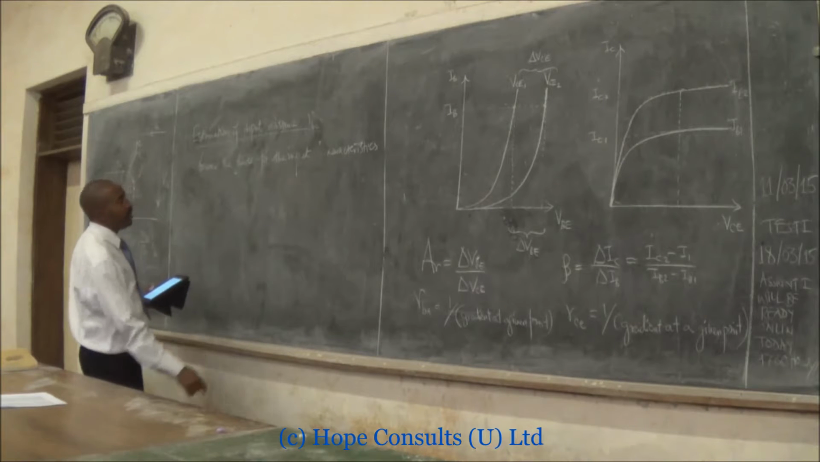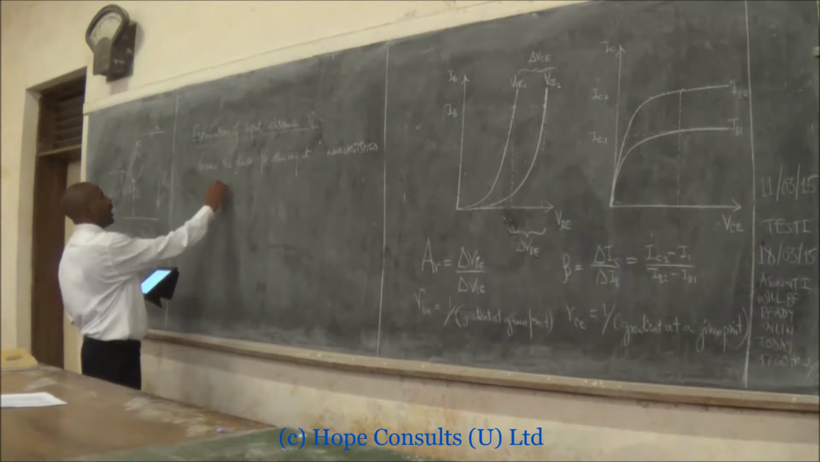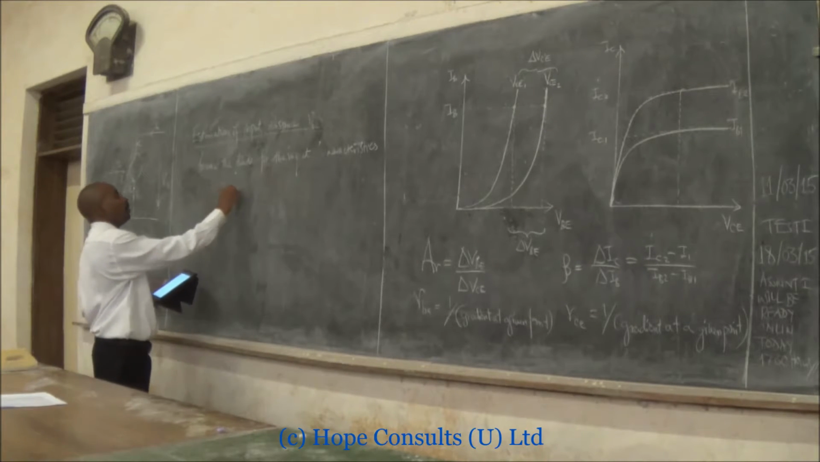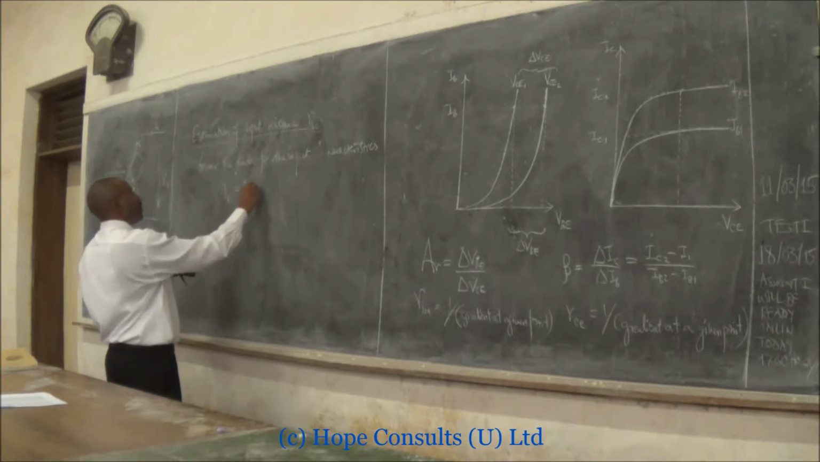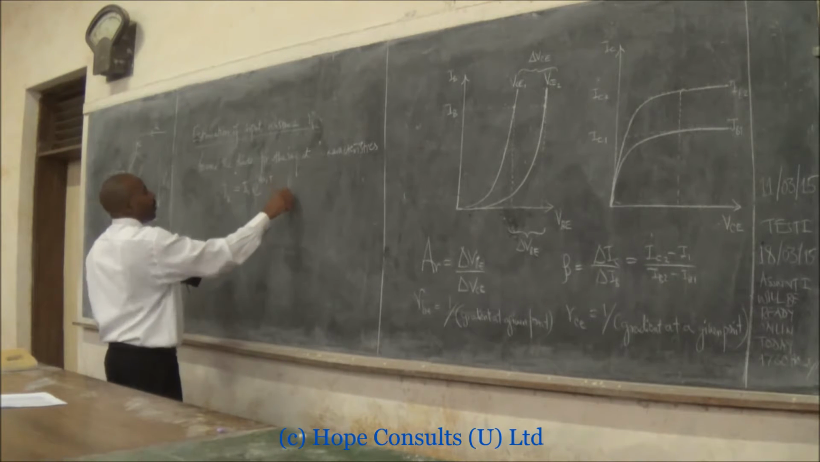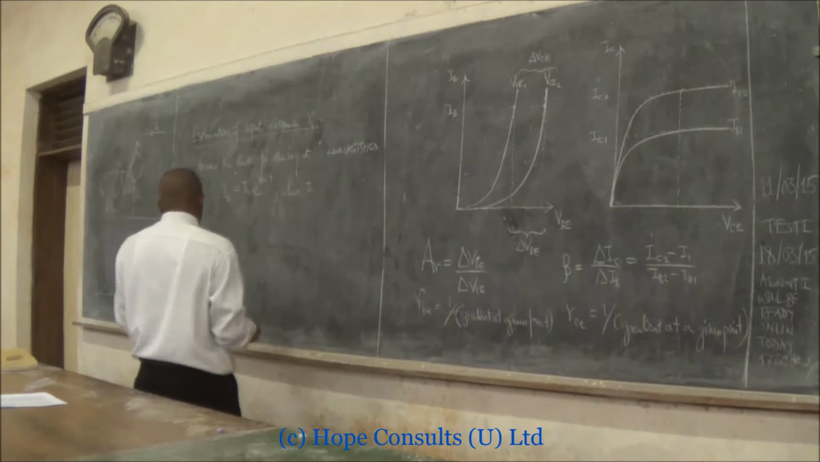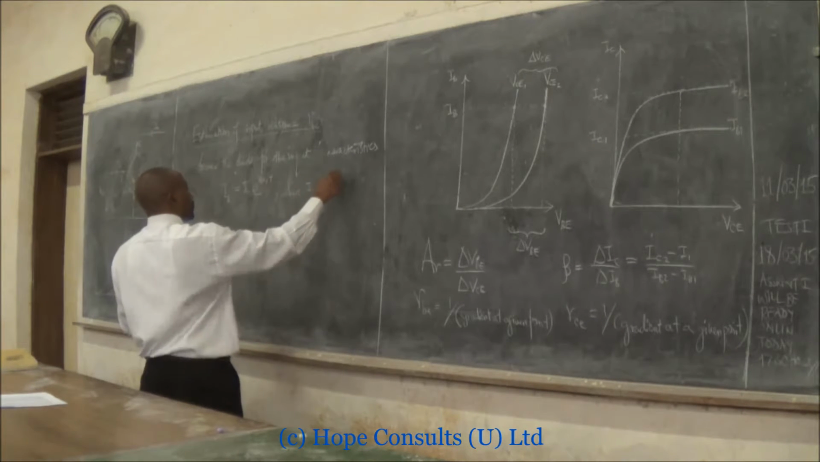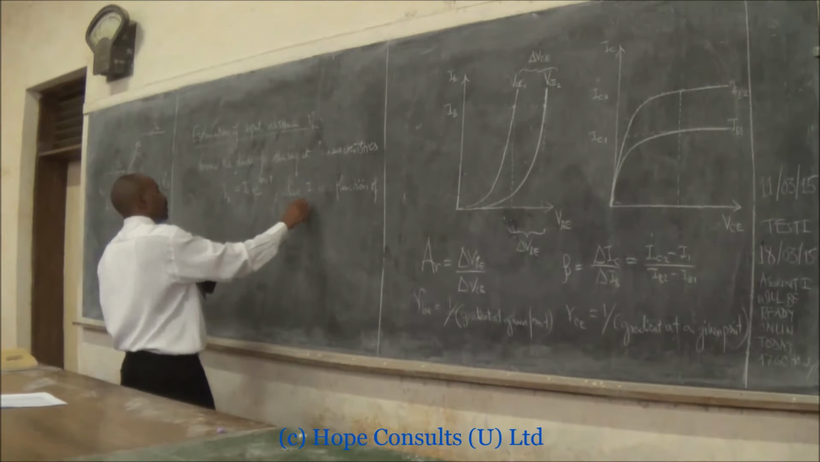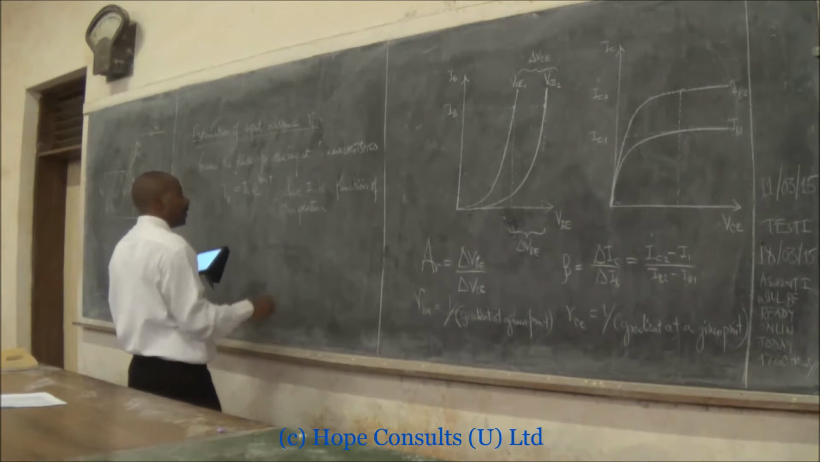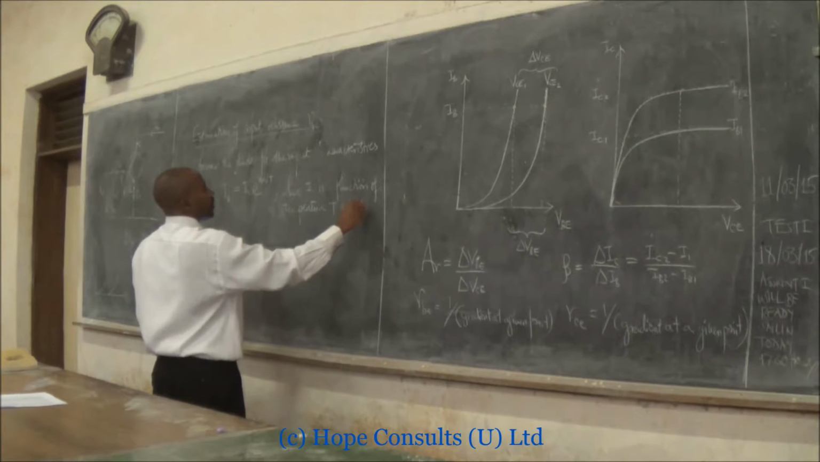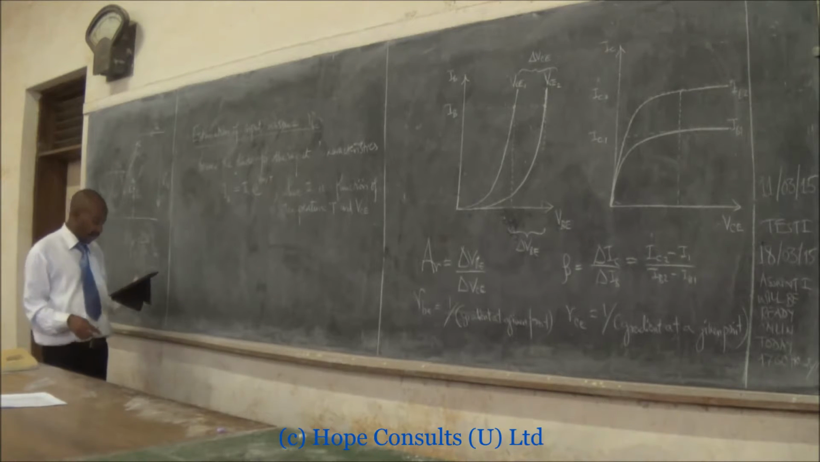So assume the diode for the input characteristics, and that means the IB, according to the diode equation, will be the same as I naught exponential VBE over VT, where I naught is a function of temperature T, and the voltage across the collector and emitter.